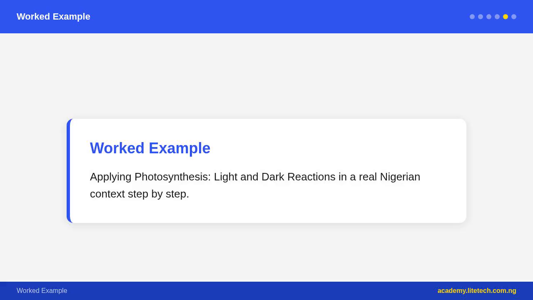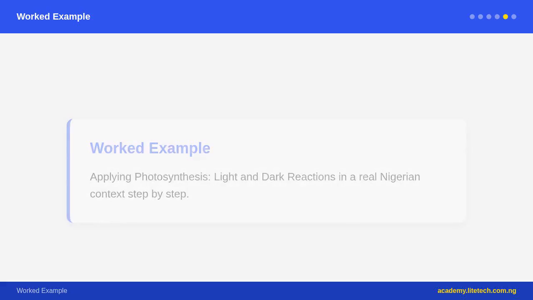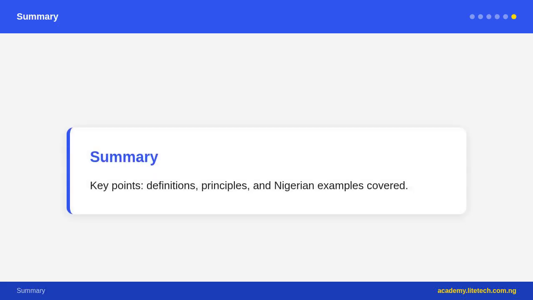In your examinations, you may be asked to name the products of the light reactions, the location of the Calvin cycle, or the role of RuBisCO. Know this well. Several factors affect the rate of photosynthesis. Light intensity. As light intensity increases, the rate of photosynthesis increases up to a saturation point. Carbon dioxide concentration. More CO2 means faster Calvin cycle activity. Temperature. Enzymes like RuBisCO work best at optimum temperatures, too hot or too cold, and the rate drops. Chlorophyll concentration. Plants deficient in magnesium, needed to make chlorophyll, photosynthesize poorly.